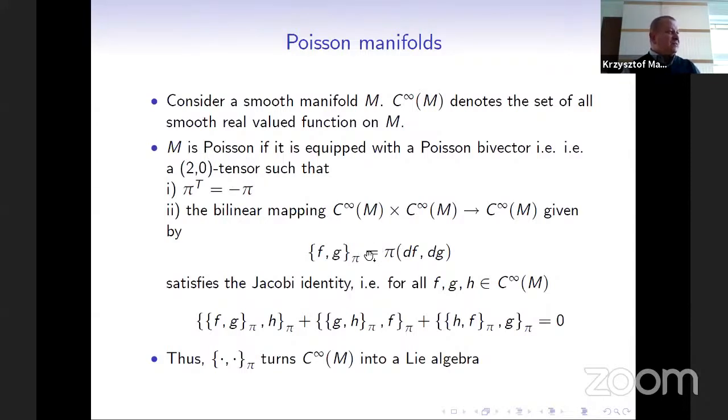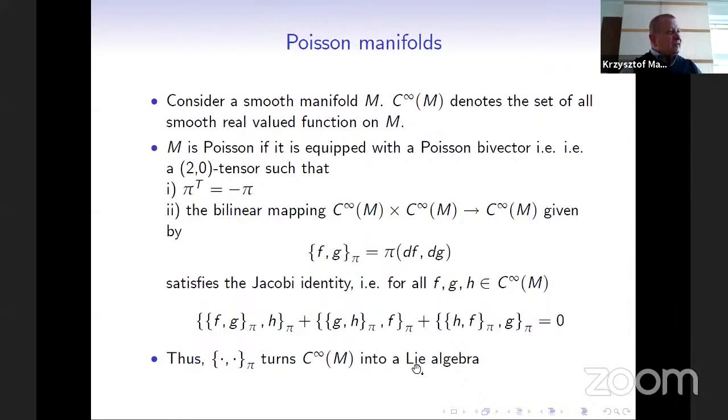And the manifold itself is called a Poisson manifold, or a manifold equipped with a Poisson structure. Many of you may have heard about symplectic structures. In a sense, a symplectic structure is an inverse of a Poisson structure. Anyway, if you have a Poisson bracket on our manifold, then this Poisson bracket, due to this condition, turns C^∞(M) into a Lie algebra.